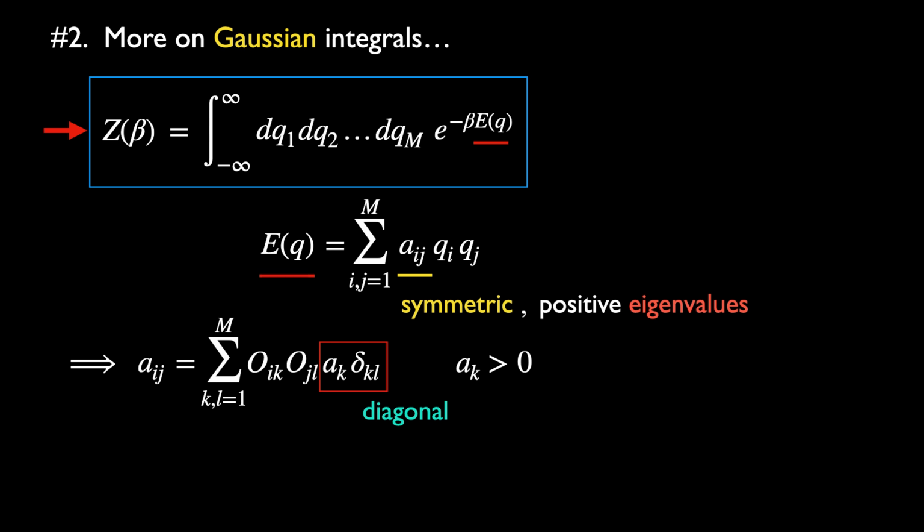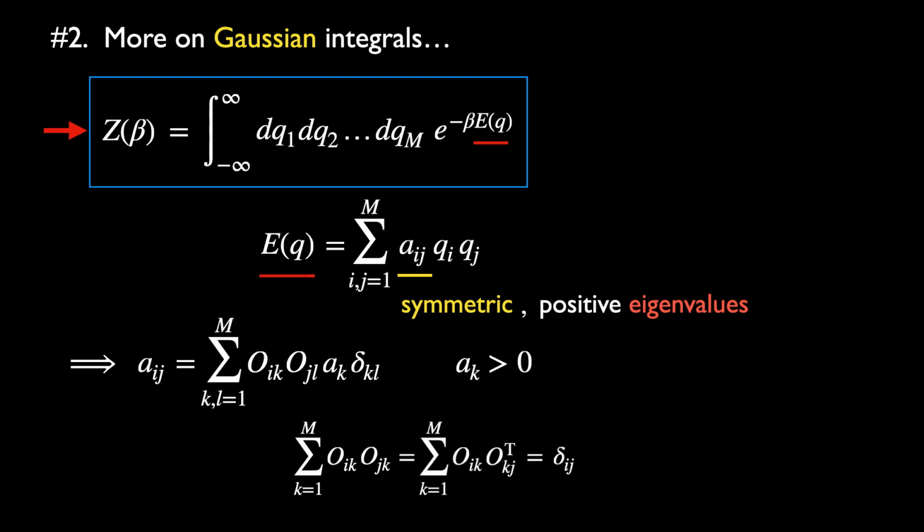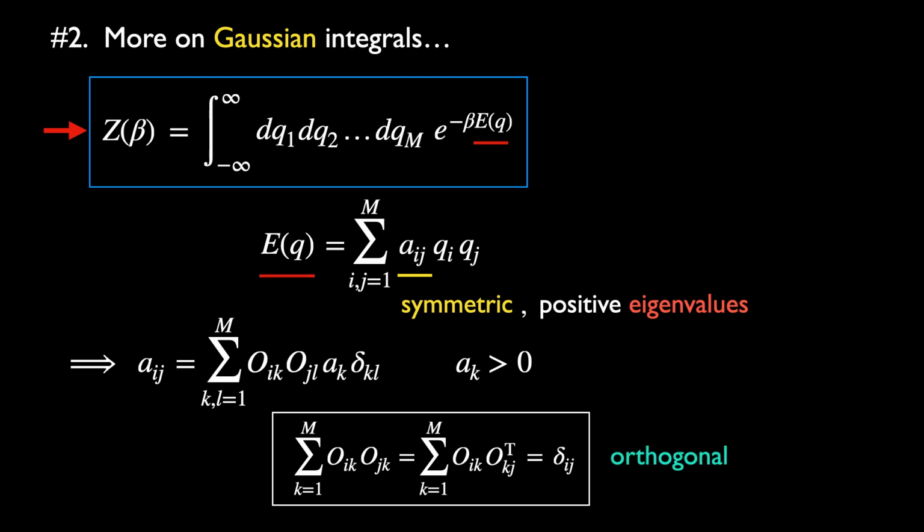O has the property that contracting two of them by an index gives a Kronecker delta that carries the remaining indices. Or to write this in a more familiar form of matrix multiplication, we have O times O transpose gives the identity matrix, which means O is an orthogonal matrix. We say that the matrix A is diagonalized by O. It is a well-known fact that all symmetric matrices can be diagonalized this way.